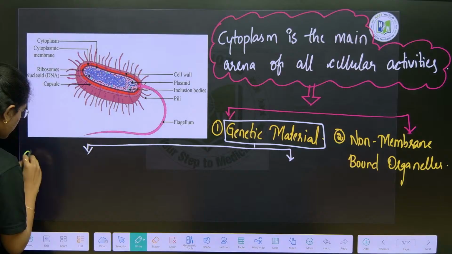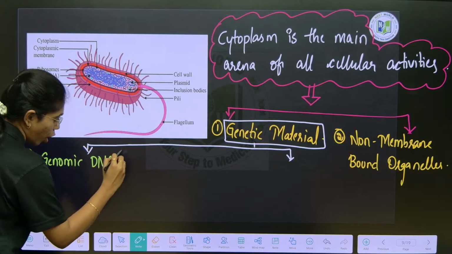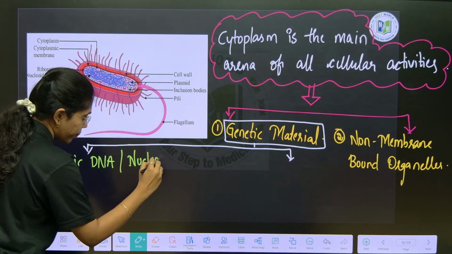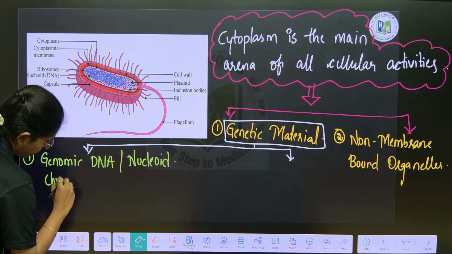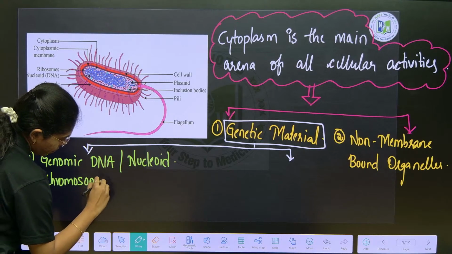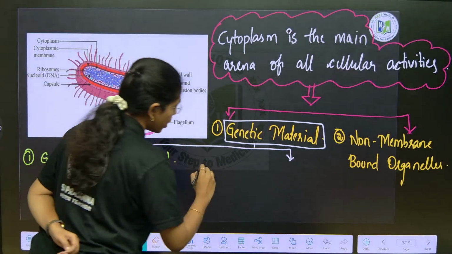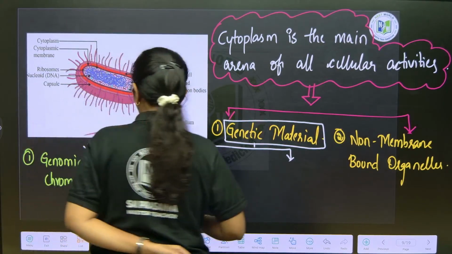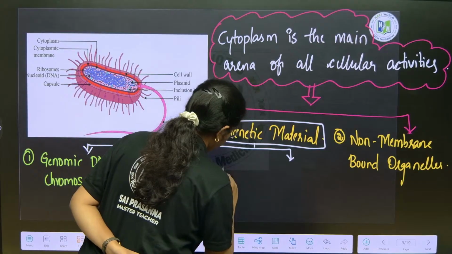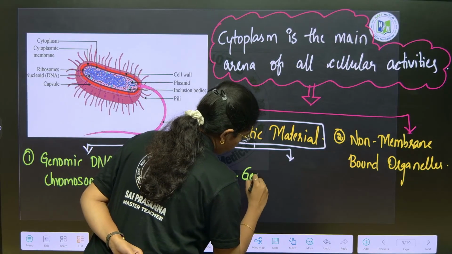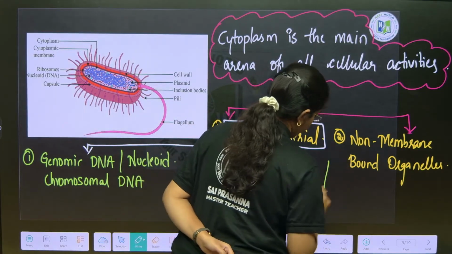First one is genomic DNA, or it is also known as nucleoid, or chromosomal DNA. Highlight all the synonyms, we can expect any of these terms. Second is non-chromosomal DNA, or extra chromosomal DNA, non-genomic DNA or plasmid DNA.